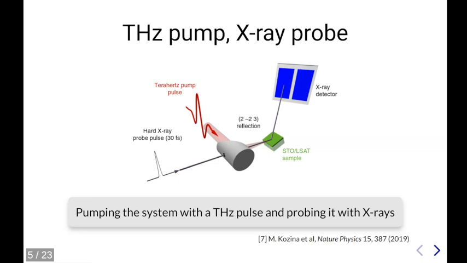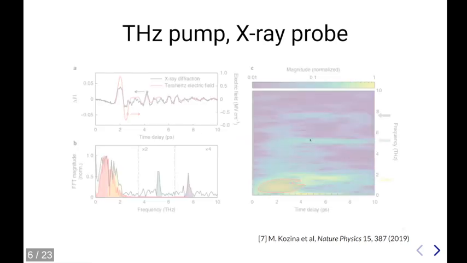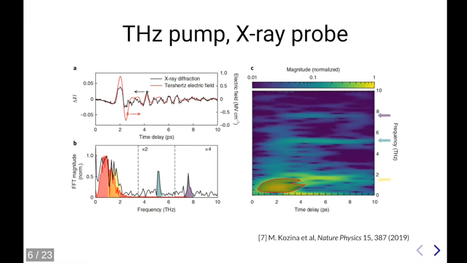And so what happened in this other experiment by Cosina et al., published in Nature Physics, also in 2019. They shine a terahertz pulse into the sample, and then they observe, after a variable amount of time, the elastic X-ray scattering on a (2,2,3) reflection plane. And so in this way, they were able to track the atomic motion really as a function of time.